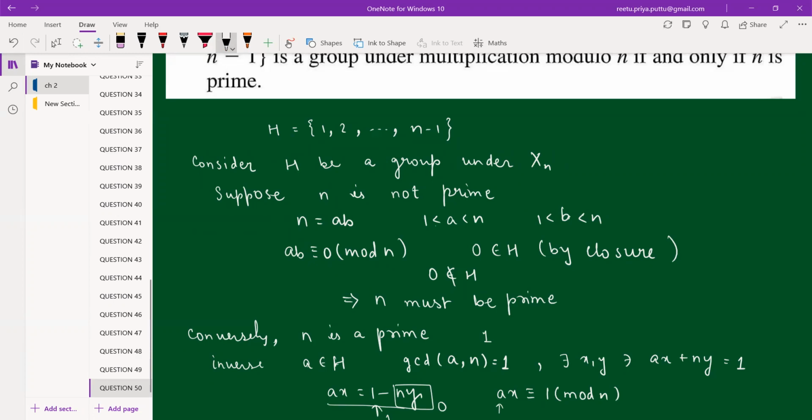So for every A, we have X such that this is happening. From here, you can say that every element of H has an inverse. So every element has an inverse.